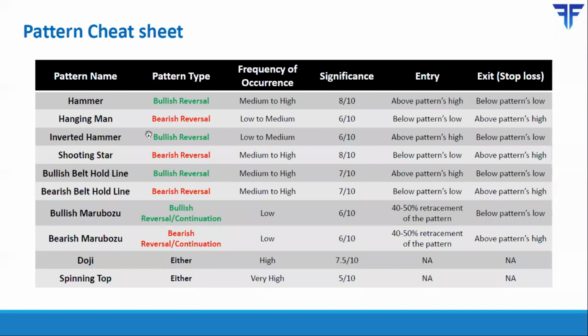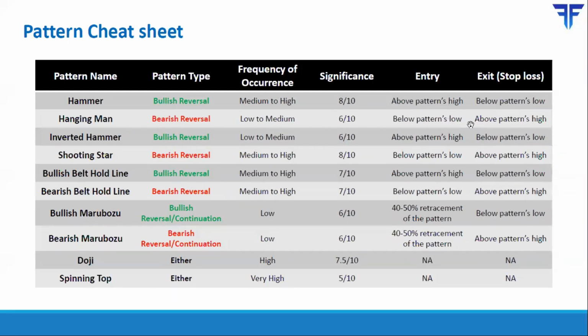Hanging man, as we saw, is a bearish reversal pattern that appears after a rally in price. Frequency of occurrence in case of hanging man is low to medium. It doesn't appear so frequently. I would give it a rating of 6 out of 10 because if I want to sell, I would prefer a shooting star over a hanging man simply because a hanging man has body at the top. So between hammer and hanging man, as I said earlier, my preference is shooting star. So I would give it a slightly low rating.